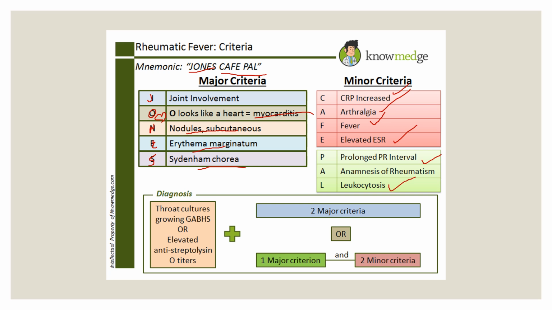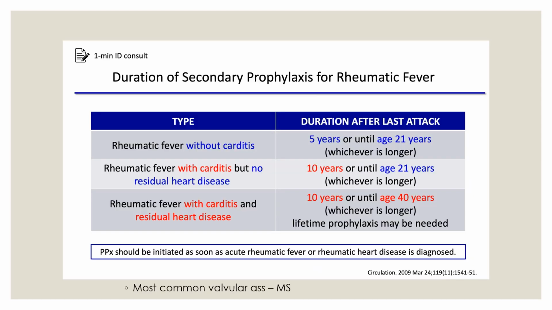For diagnosis, you need 2 major criteria or 1 major plus 2 minor criteria along with evidence of streptococcal infection, either by an ASO titer or a throat culture. Okay, so that is rheumatic fever.